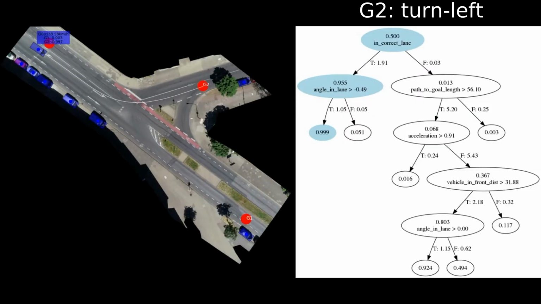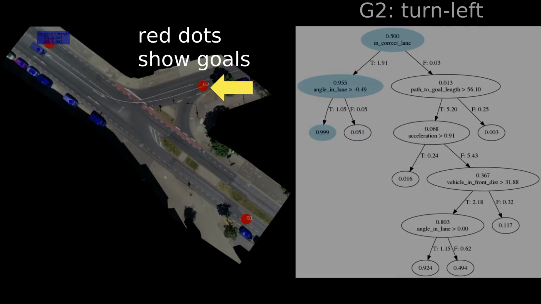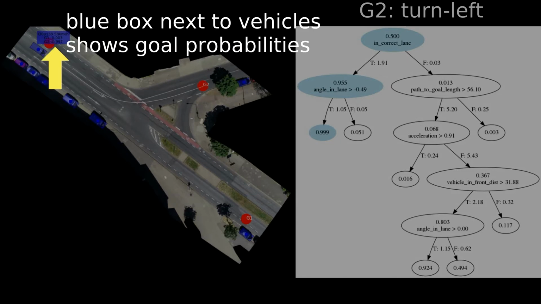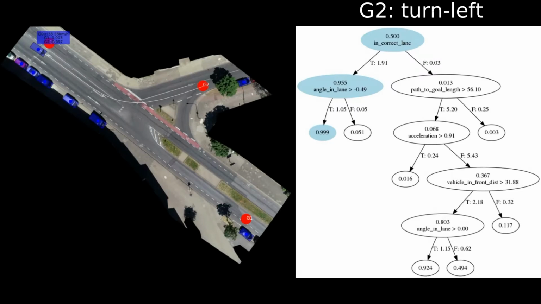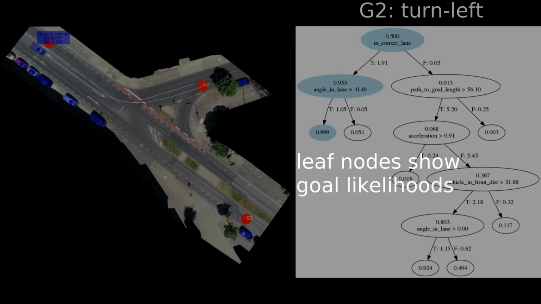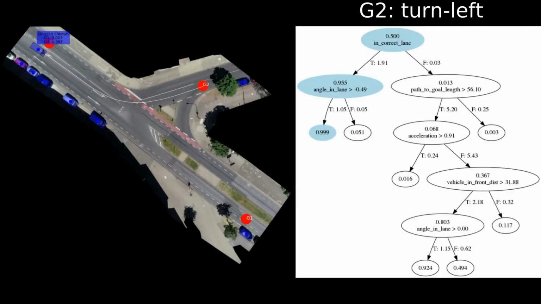On the left you can see our first scenario, which is a main road with a turn-off to a side road. The red dots represent goal locations, the blue boxes with arrows represent vehicles, and the blue box next to the vehicle shows goal probabilities. On the right, the decision tree for goal G2 is shown, with the tree parsing shown in blue. The values at leaf nodes show the inferred goal likelihood, calculated as the product of weights of traversed edges multiplied by 0.5.